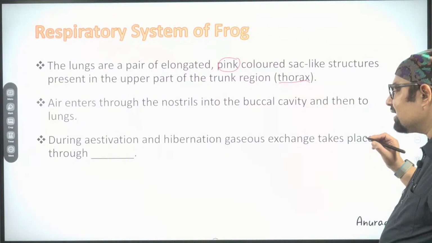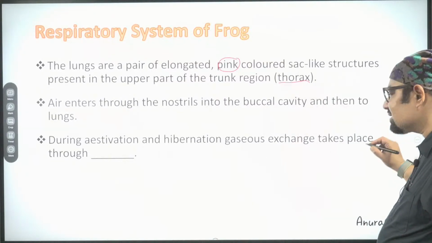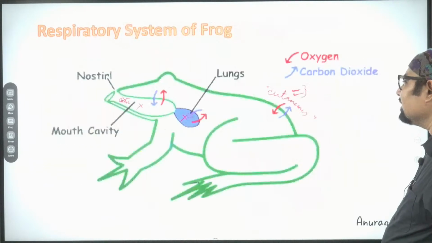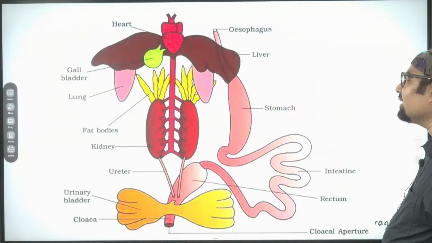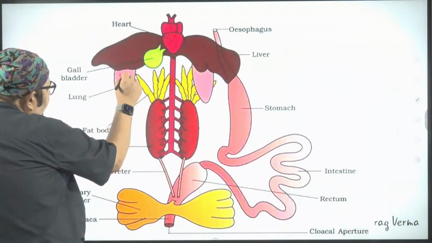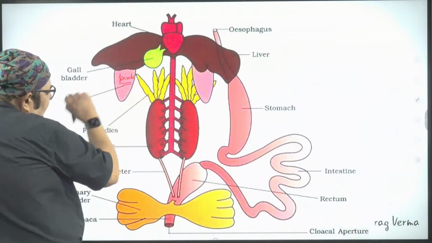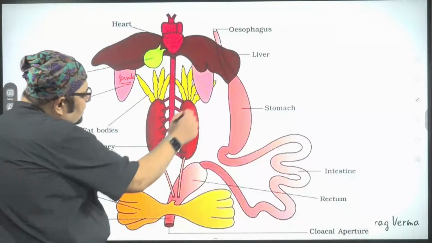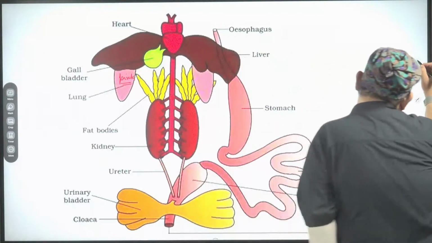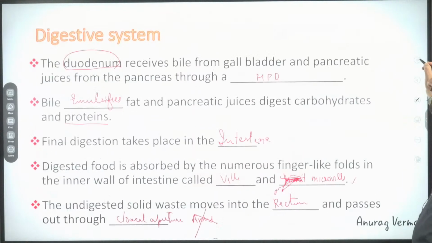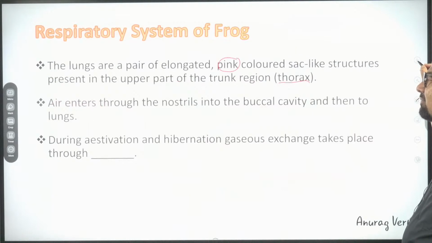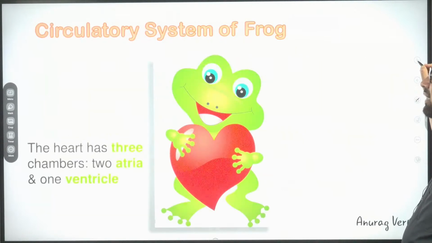During aestivation and hibernation, gaseous exchange takes place through the skin only. You can see they have elongated pink-colored lungs. Lungs are pink colored. So the digestive system was very easy, and the respiratory system is even easier. No need to know which enzyme is there. Just very basic information is required.